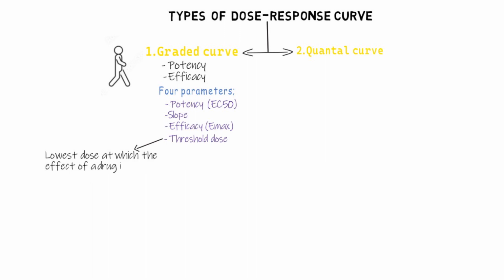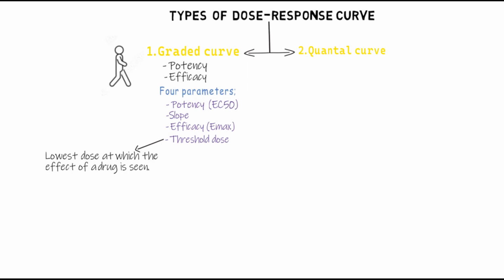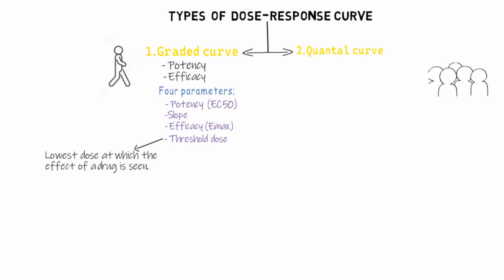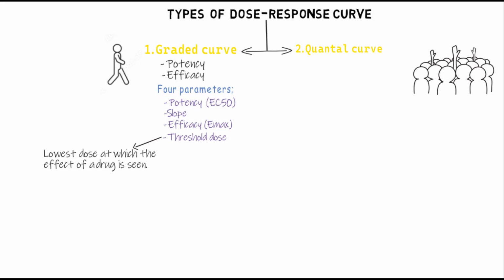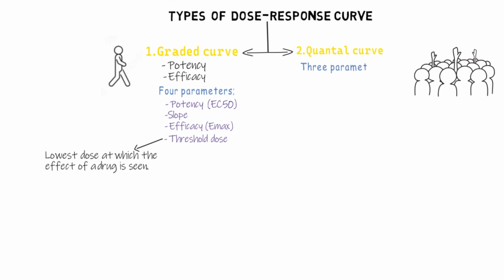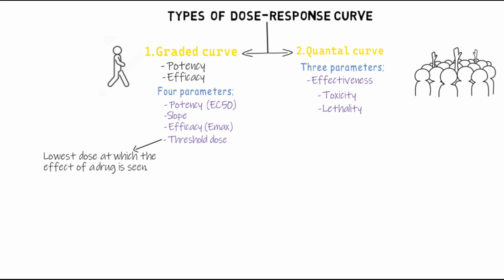So let's see what the Quantal dose-response curve demonstrates. The Quantal dose-response curve demonstrates the average effect of various doses of a drug on a population. Take note, this one has to do with population, while the graded dose has to do with individuals. So in the Quantal dose-response curve, we look out for 3 parameters, and these parameters are the effectiveness, toxicity, and lethality of the drug. The effect on this curve is either absent or present, so it's either positive or negative.